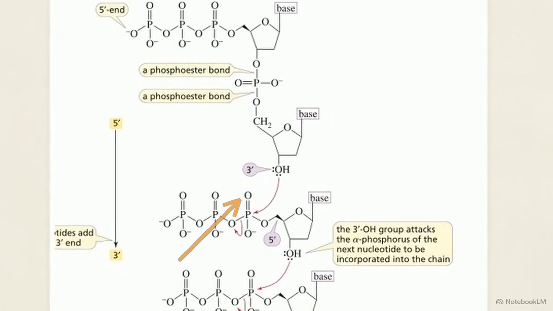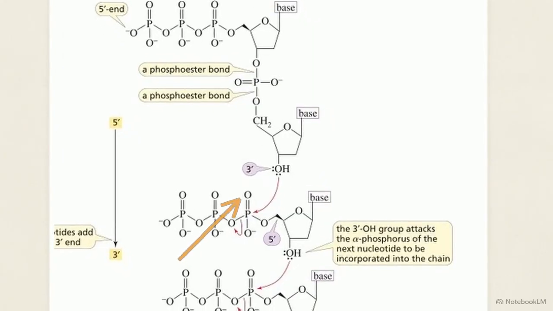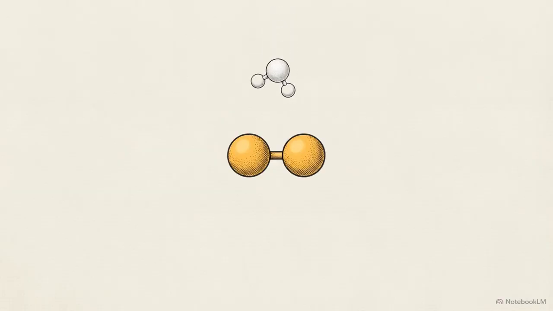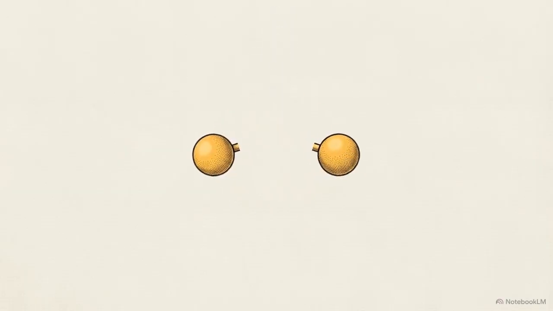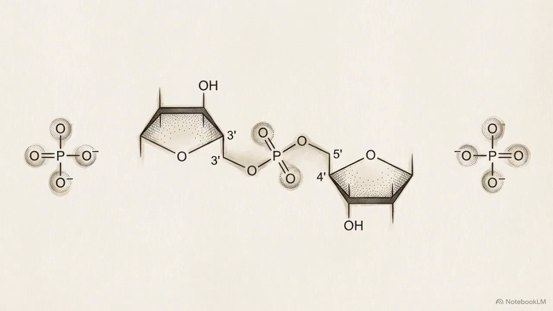2 outer phosphate groups are eliminated as pyrophosphate, leaving a stable phosphodiester bond that securely links the sugars. In a cellular environment, the expelled pyrophosphate is immediately hydrolyzed by water into 2 separate phosphate ions. The destruction of this leaving group makes the entire addition process thermodynamically irreversible.